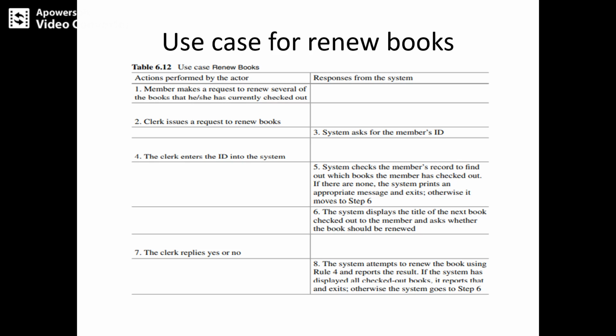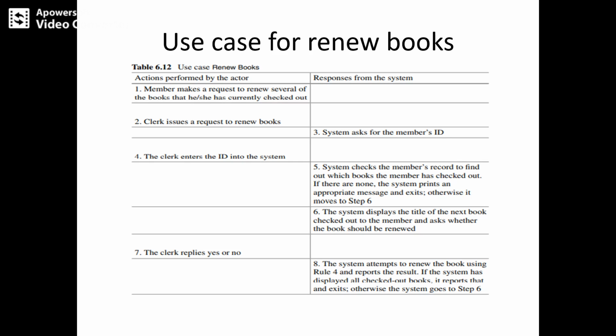The system displays the title of the particular book. What is the title of the book? For example, software architecture and design pattern. It asks the member whether the book should be renewed. Again, in the actions performed by the actor, the clerk replies yes or no. Then the system attempts to renew the book using general rule 4 and reports the result. If the system has displayed all the checked out books, it reports that and exits.